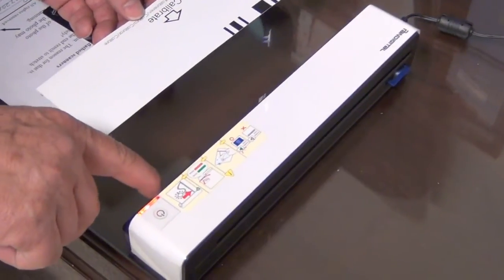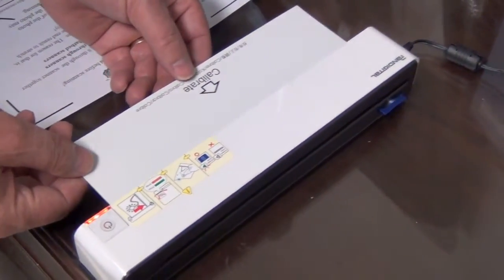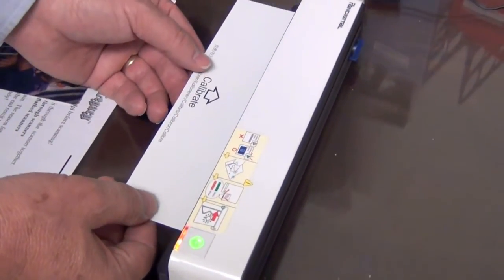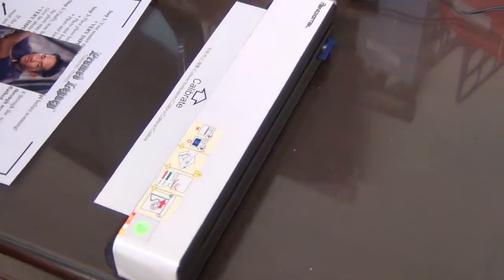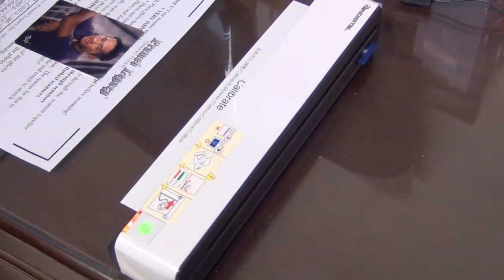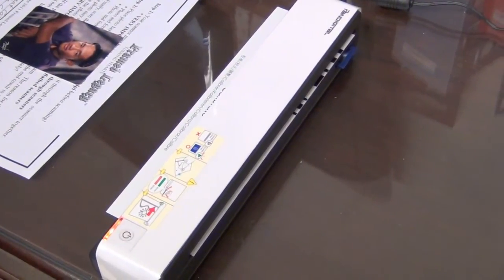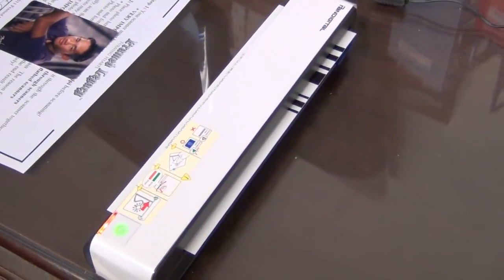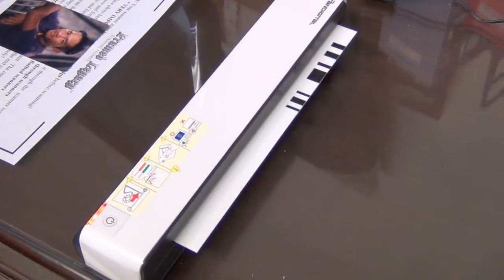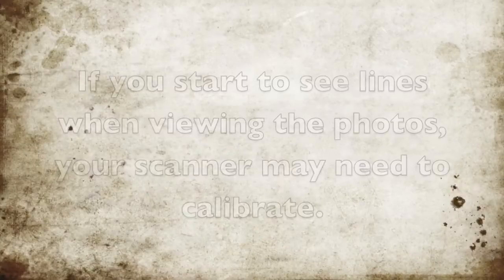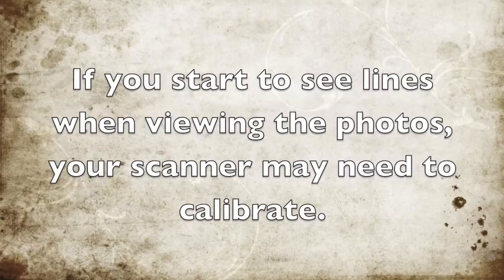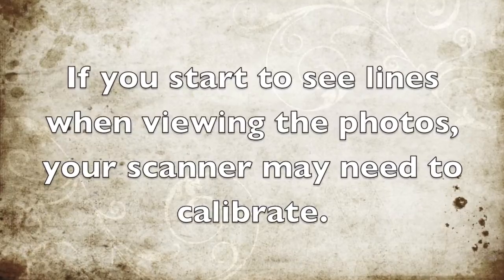At the beginning of every new party, we recommend that you calibrate your scanner with this calibration card to ensure that the first photo you scan is going to be scanned at the best possible resolution and without any flaws as much as possible. If you start to see lines when viewing your photos, your scanner may need to be calibrated.